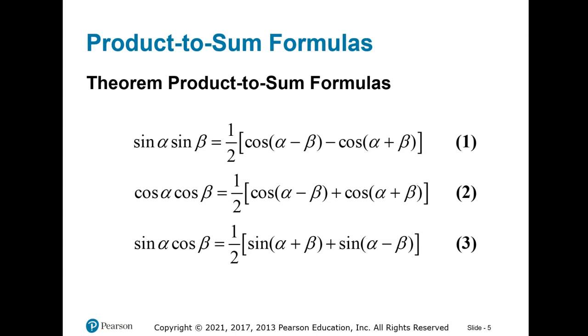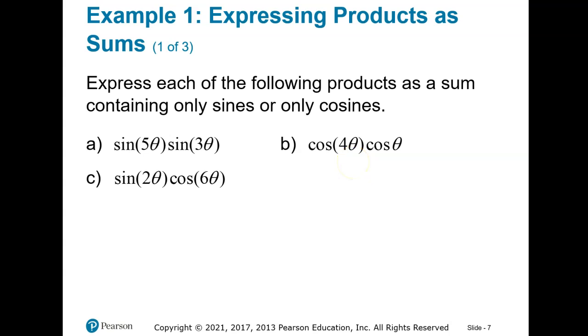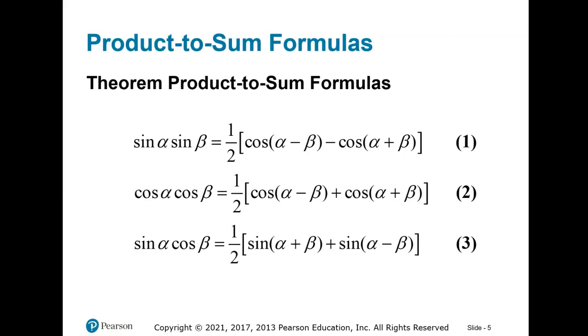So there's the product to sum formulas, and again they come straight from these expressions we saw before. If I subtract them, what happens? These cancel, and I'm left with 2 sine alpha, sine beta. If I add them, these cancel, and I have 2 cosine alpha, cosine beta. So that's literally where these formulas come from. Now, being able to use them just means figuring out which one I'm looking at. I've got a sine times a sine, a cosine times a cosine, and a sine times a cosine, and those are the three variations.